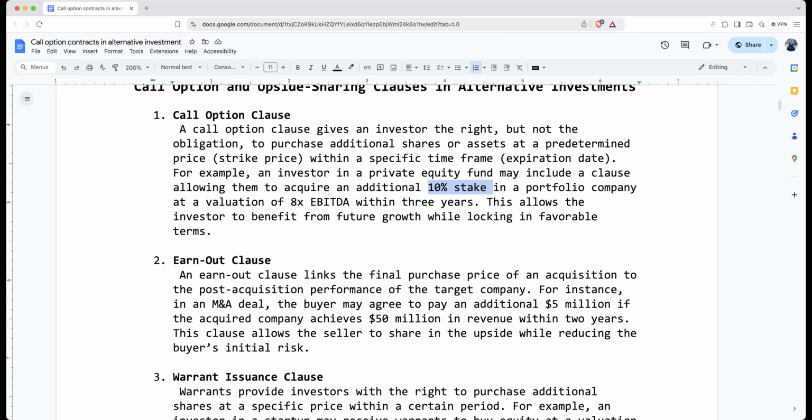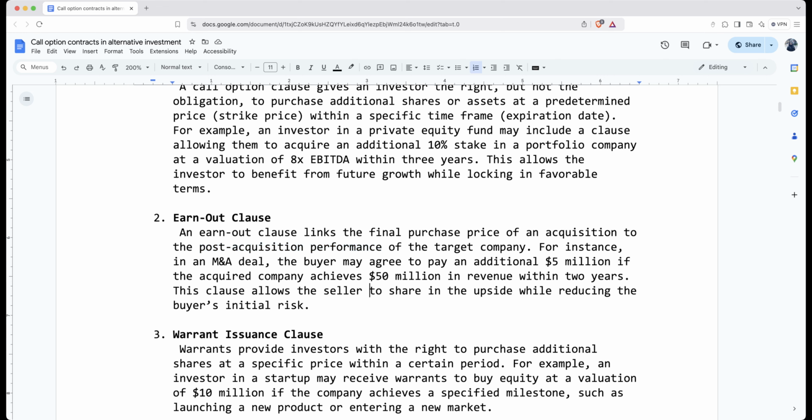Now, earn-out clause. An earn-out clause links the final purchase price of an acquisition to the post-acquisition performance of the target company. Okay, to link the final purchase price and the post-acquisition performance. For instance, in an M&A deal, the buyer may agree to pay an additional 5 million if the acquired company achieves 50 million in revenue within 2 years.